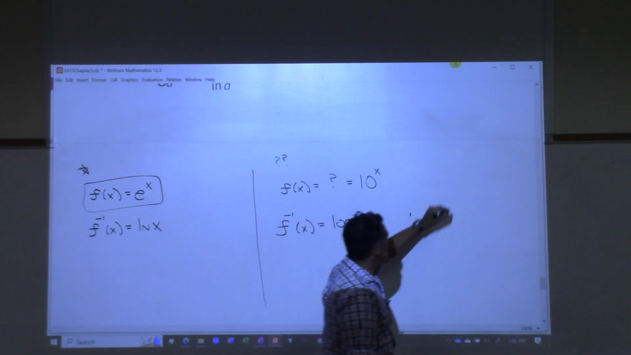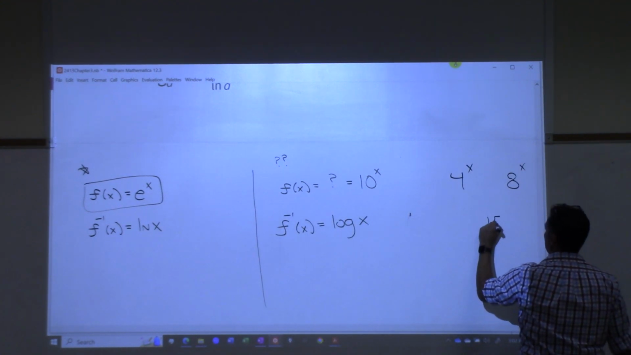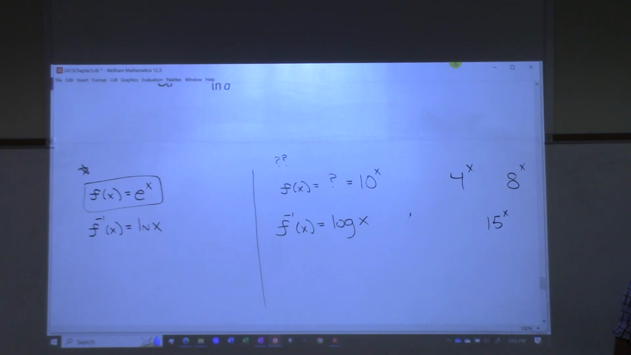Why not the base 4 exponential function? Why not the base 8 exponential function? Why not the base 15 exponential function? Why is this one important? What do you think?